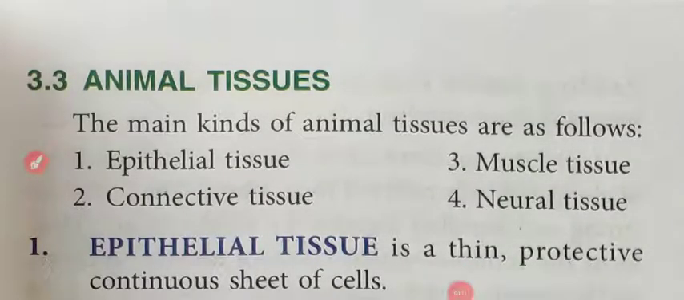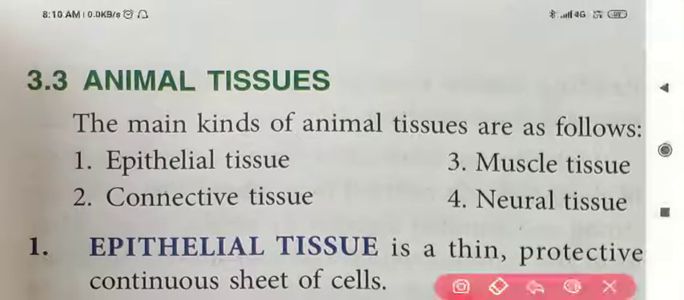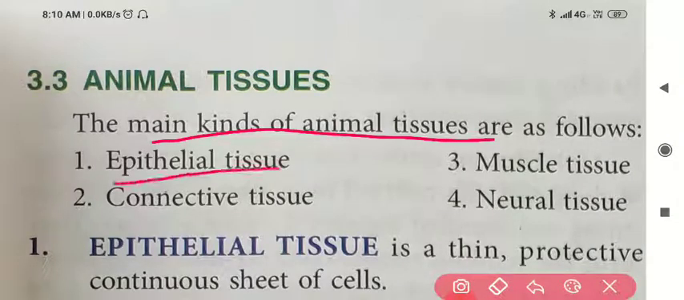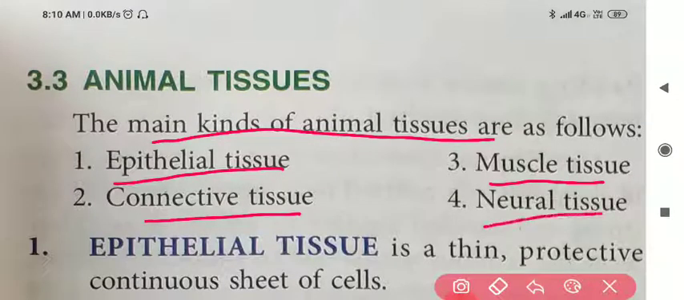Animal tissues will begin now. First of all, there are main kinds of animal tissue. The main kinds of animal tissue are epithelial tissue, second connective tissue, third muscle tissue, fourth neural tissue. So there are four types of animal tissue.